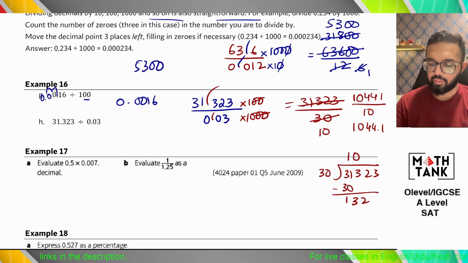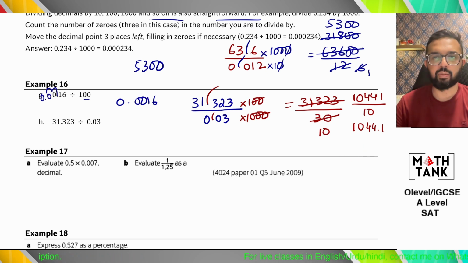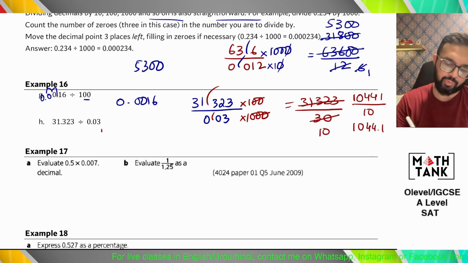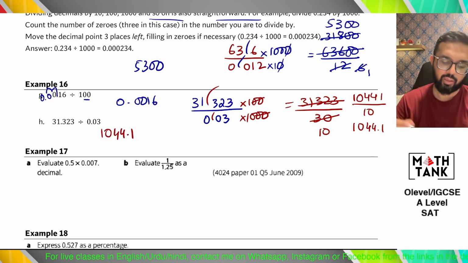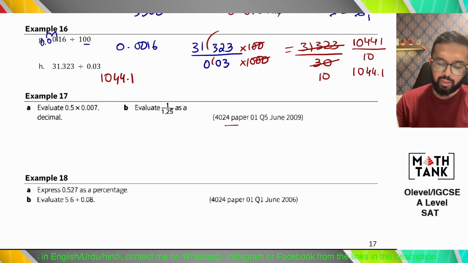Put it aside. Yeah. Okay. This is correct. So this gives me 10441 divided by 10, and that gives me 1044. Okay. Then you see these are past paper questions.